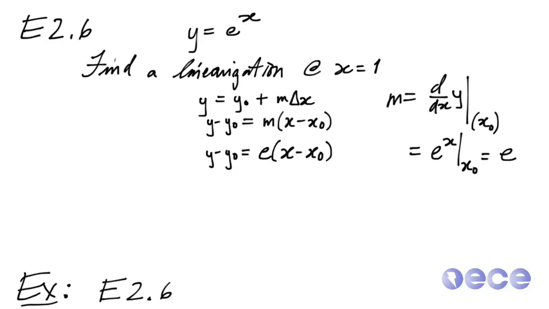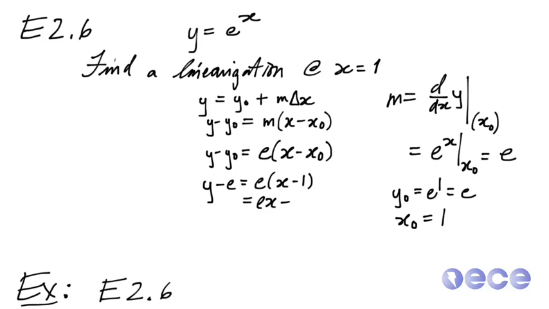So we can actually go ahead and discover what's the value for x0 and y0. So y0 is equal to e. x0 is also equal to 1, because that's the linearization point that we were given. So now y minus e is e times x minus 1. So if we decide to multiply through, we're going to get ex equals e, so the e's will cancel. So the linearization at this point is y equals ex.